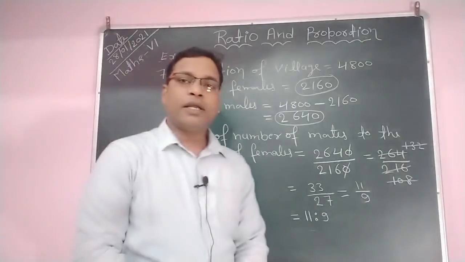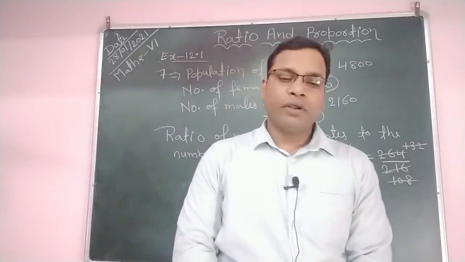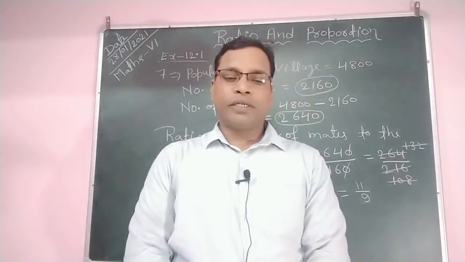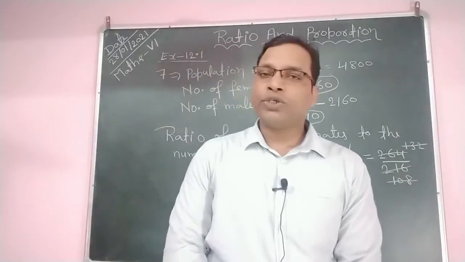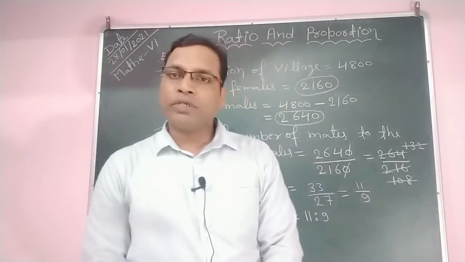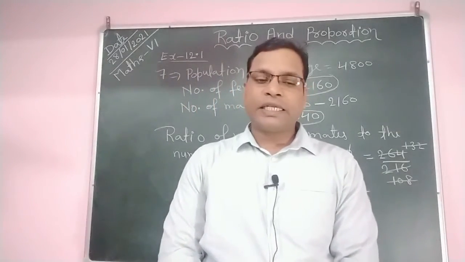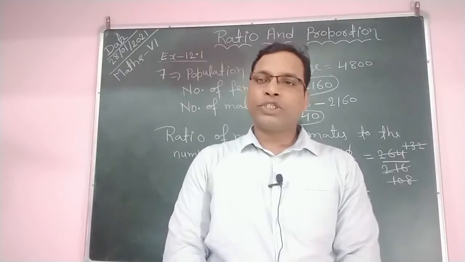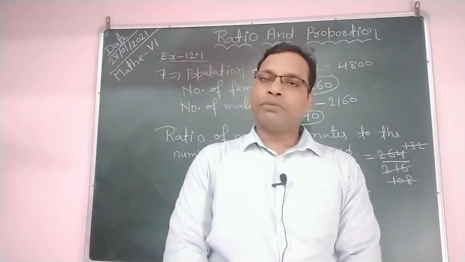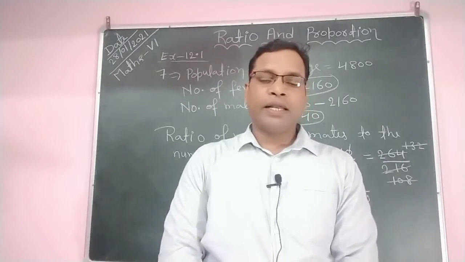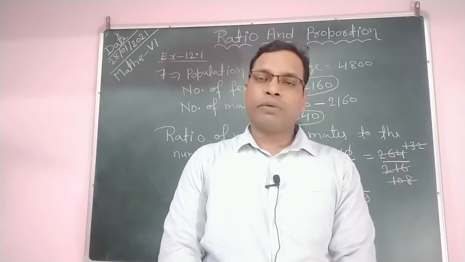Question number 8 of this exercise 12.1. So let's see what we have in question number 8. In a school, out of 4,320 students, 2,300 are girls. Find the ratio of the number of girls to the total number of students. And the second part of this question is the number of boys to the number of girls.